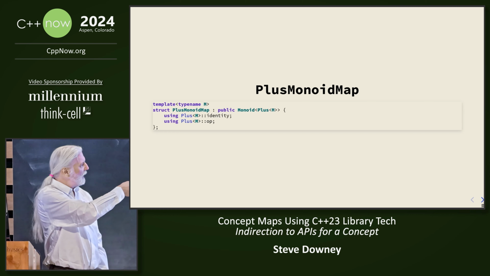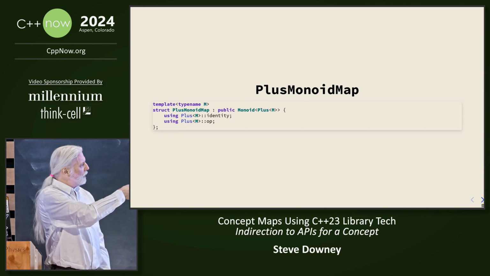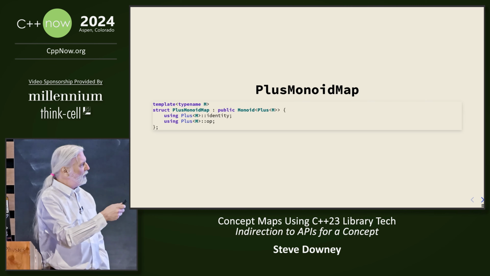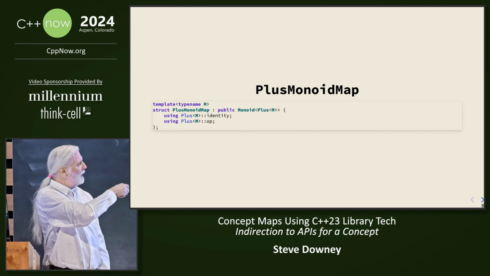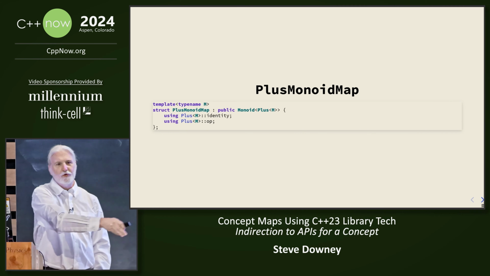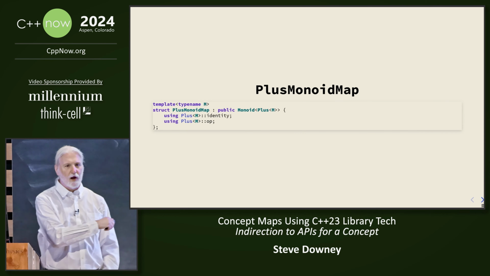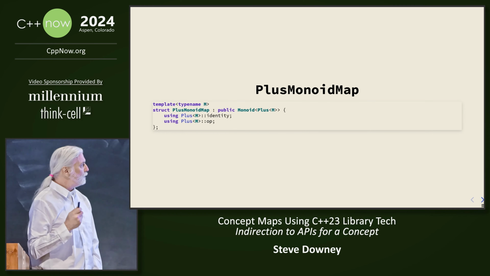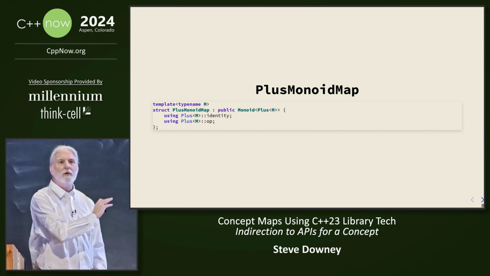So we want to say that our plus monoid map is going to inherit from the monoid on plus M, and then pull identity and op into scope, so they're visible for the operations for concat to use. This is a little more.